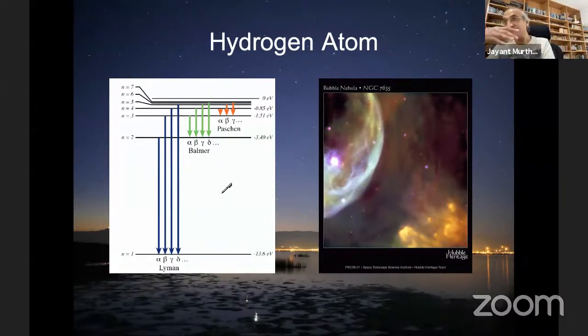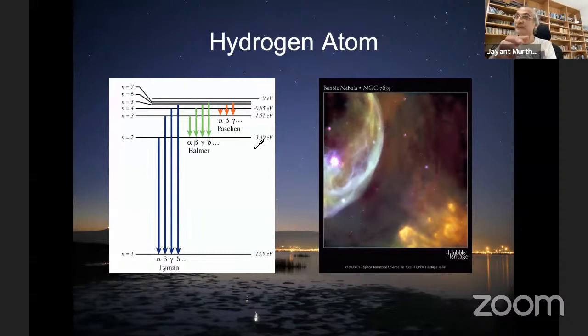And so all these emission lines are different wavelengths. So the Balmer emission lines are in red, the Paschen emission lines are in the near infrared. And as you go to higher and higher emission lines, you'll start getting radio emission lines. Until finally you get a photon with an energy of 13.6 electron volts. And that's enough to ionize the atom completely. And you'll get a free proton and a free electron.